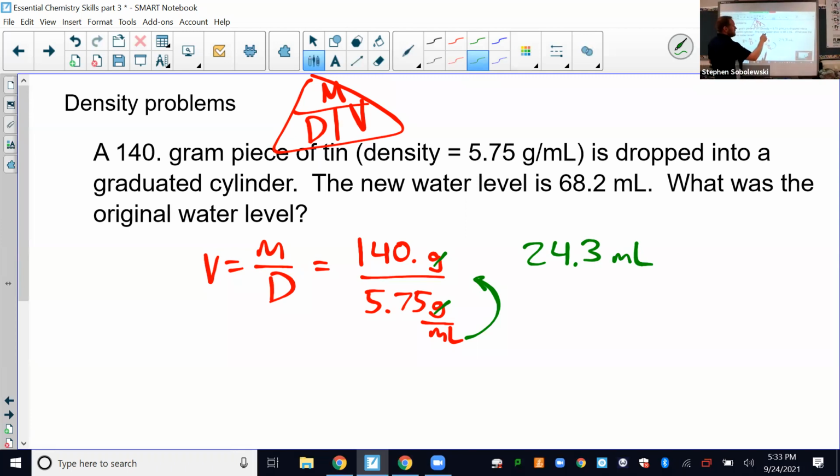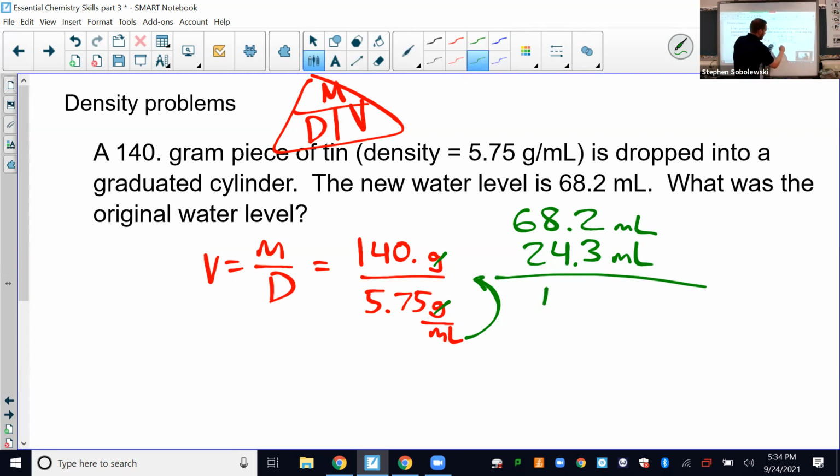So if the new water level is 68.2 and the object is 24.3, that means that it must have been 24.3 lower than it is now. So we simply subtract to get the difference. 68.2 minus 24.3 gives us 43.9 milliliters.